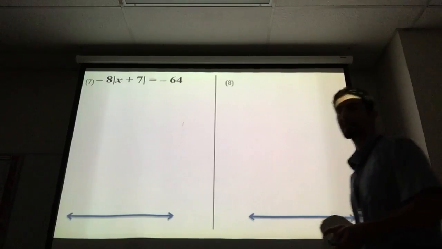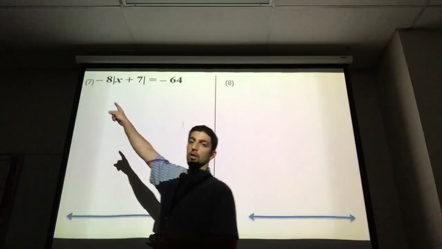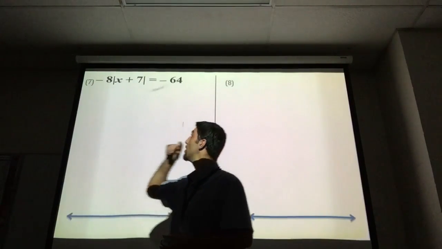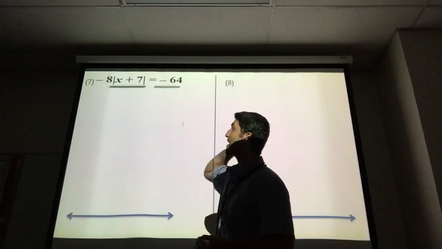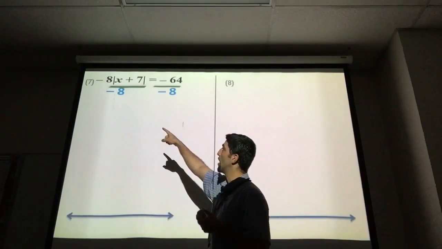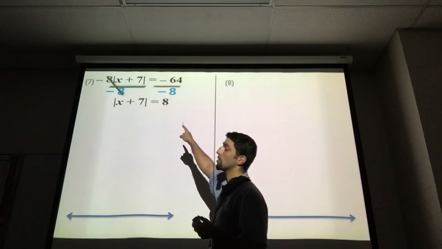Now to isolate this one, we have to get rid of that negative 8 that's out in front over here. To get rid of this negative 8, you have to divide both sides by negative 8. The negative 8 will cancel, and then you'll get absolute value of x plus 7 equals 8.